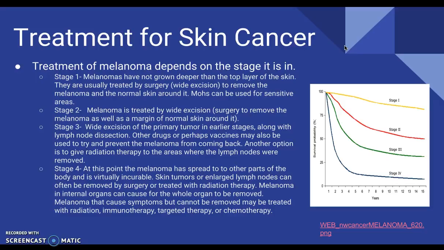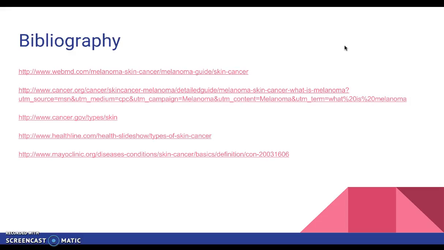And on the right, we have a picture of life expectancy depending on the stage the melanoma is in. And as you can see, stage one is much more curable than stage four. It kind of shows the importance, when you see a melanoma mole on your skin, of getting it checked out. And that's the end.